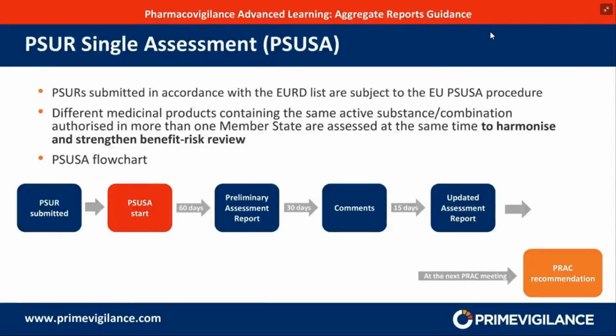For purely nationally authorized medicinal products, which are authorized in one member state, the assessment of PSUR is conducted by the competent authority in the member state where the product is authorized. For medicinal products authorized in more than one member state containing the same active substance or same combination of active substances, a single assessment of all PSURs is conducted with recommendation from the PRAC. The assessment is done simultaneously for the substance or combination of substances regardless of the marketing authorization holder for the marketing products containing those substances.